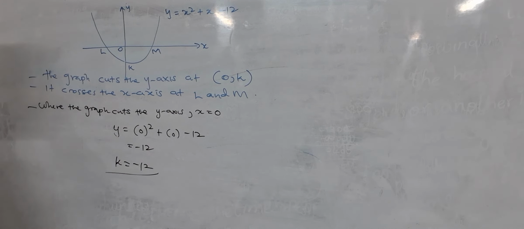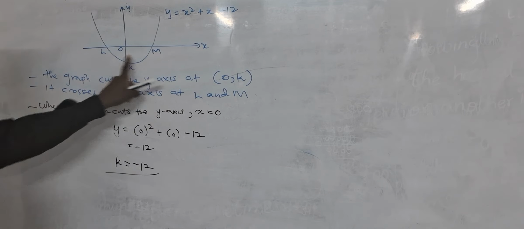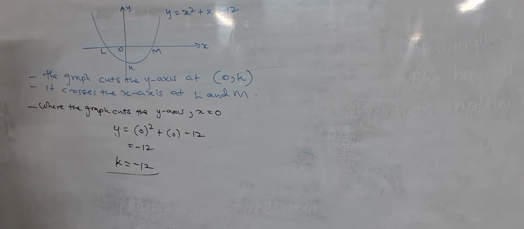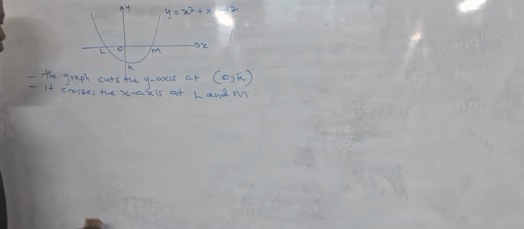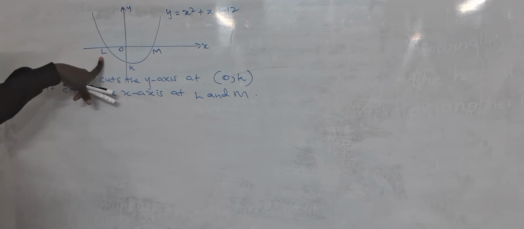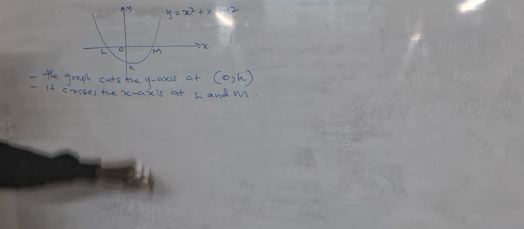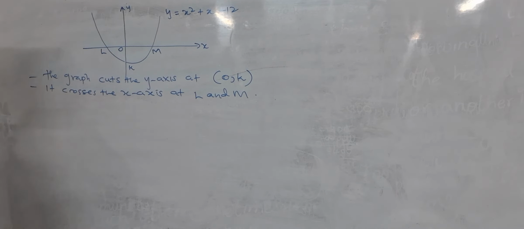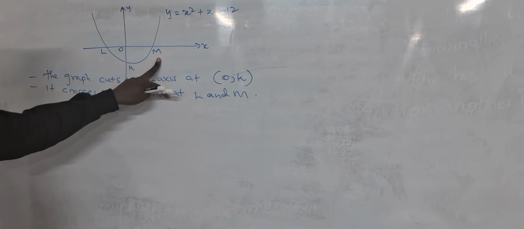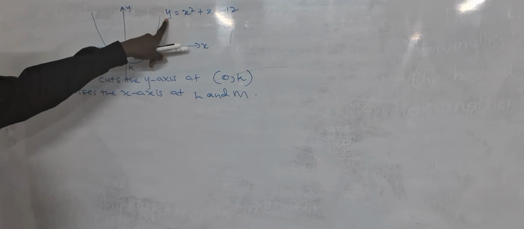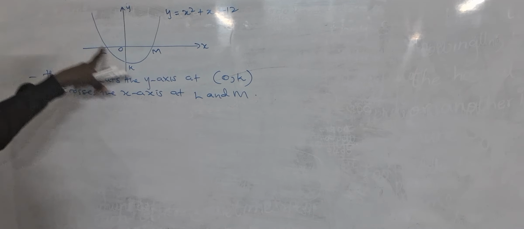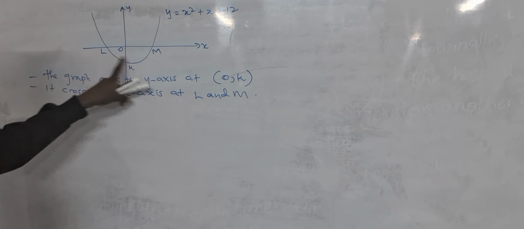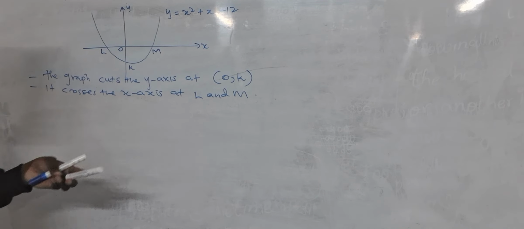Let's move on to part B. Find the length of LM. In order for you to find the length of LM, you are supposed to find the coordinates of L, and you are also supposed to find the coordinates of M. So in order to find the coordinates of L and M, what are you supposed to do? You substitute for y by 0, because where the graph cuts the x-axis, y is equal to 0.